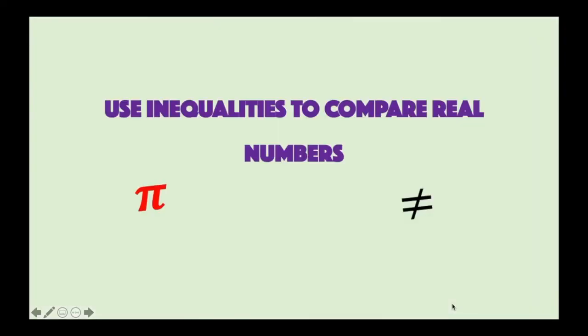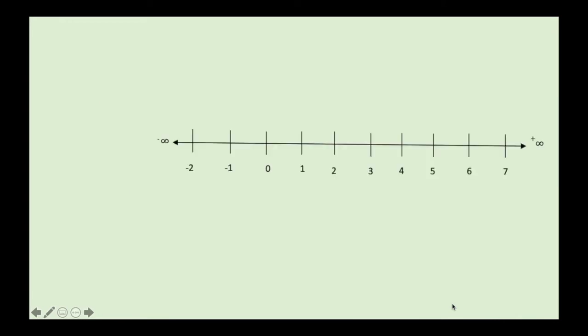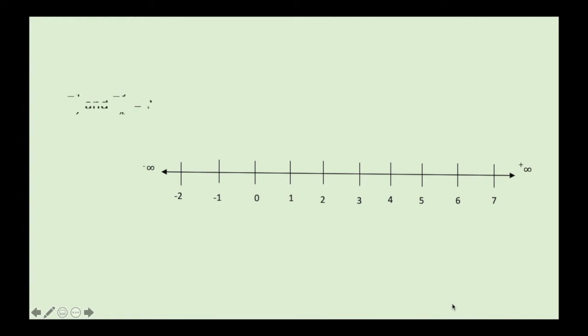We can also use these inequalities to compare real numbers. For example, let's say we have two numbers, 3 and 7. Let's plot these on the number line here. 3 goes here, 7 goes here. We can therefore see, reading from left to right, that 3 is less than 7, or we can also say that 7 is greater than 3. Let's try another example. Let's use the numbers negative 1/2 and negative 3/4. I'll give you a few seconds to try this one.